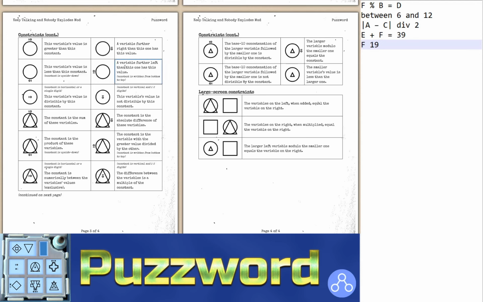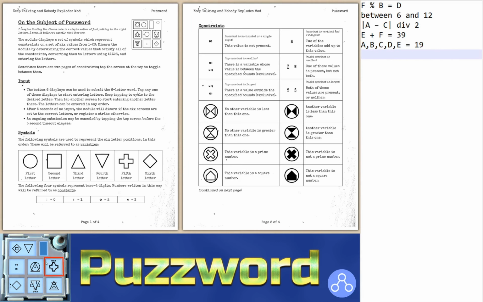And now let's see what this means. It means a variable further left than this variable has this value. Okay, so that means that something further left than F, so that would be any one of these, is equal to 19.